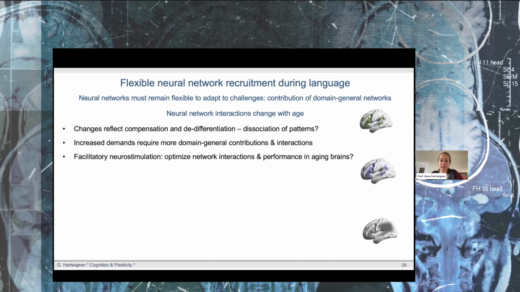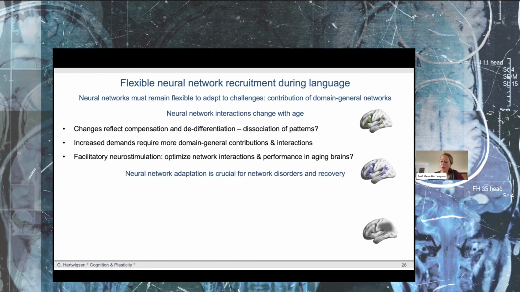And one idea that we're currently exploring is whether facilitatory neurostimulation may target such domain general networks rather than only language specific ones to optimize network interactions and performance. If so, this might turn out a helpful therapeutic strategy that could also be used to counteract cognitive decline in aging, and that may be transferred to lesioned brains.